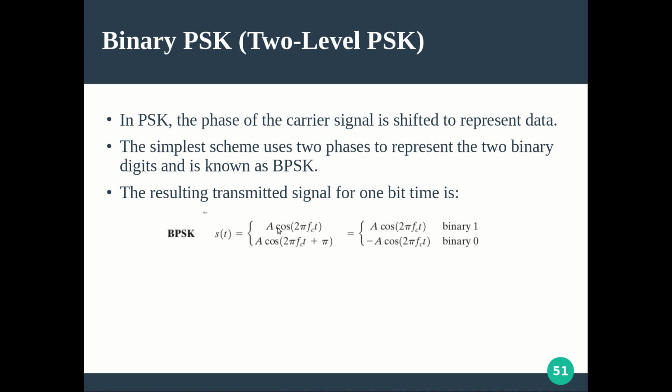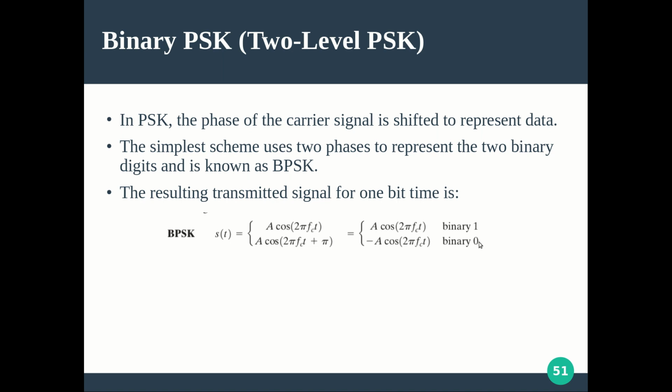For 1, the normal carrier, that is A cos 2 pi fc t. That is what we saw in the diagram. But when it is 0, we are using the original one with the phase shifted by pi. Pi is 180 degrees, right? Now you know cos of something plus pi is equivalent to minus cos of that something, right? With that trigonometric formulation, shifting by 180 degrees or pi is equivalent to multiplying the original signal amplitude by -1. That is why you are getting a kind of reversed signal. So this is for representing 0.